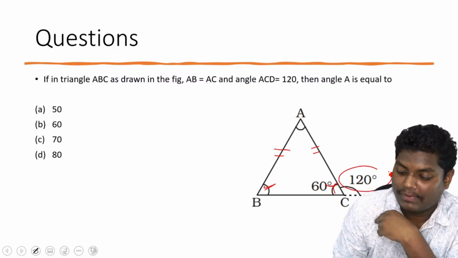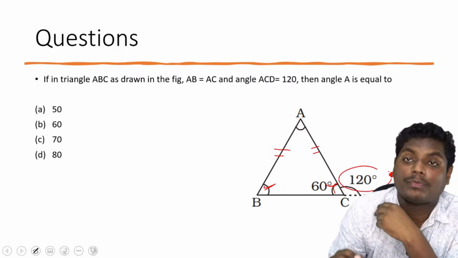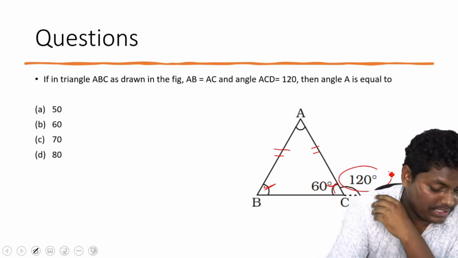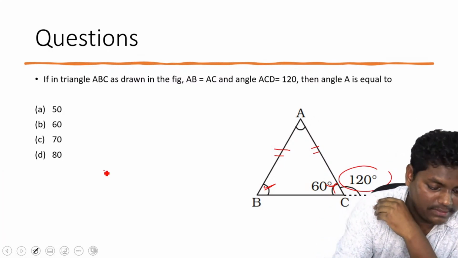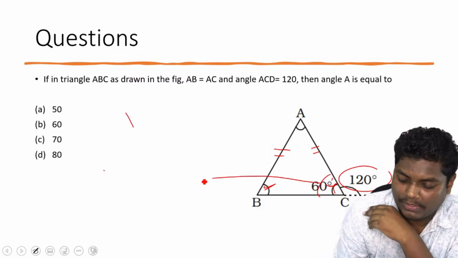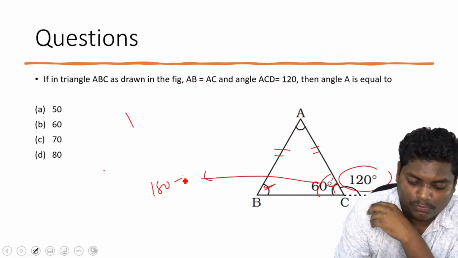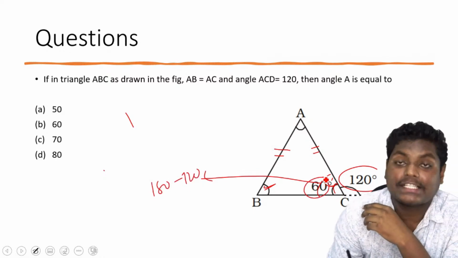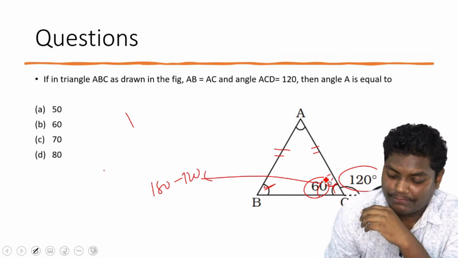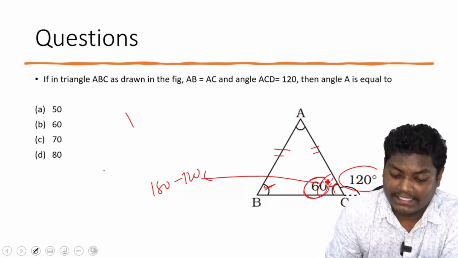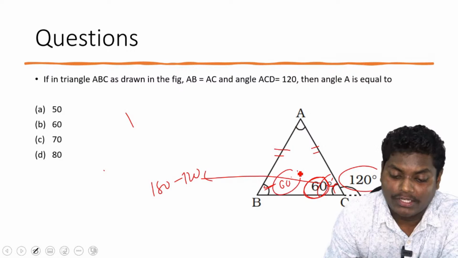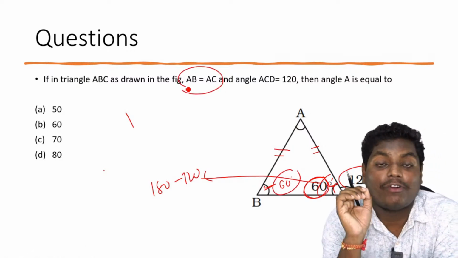So these are two complementary angles. So we can directly write this angle to be 180 minus 120. So this is 60 basically. This is 60. Now if this angle is 60, then this angle will be 60, because AB is equal to AC.